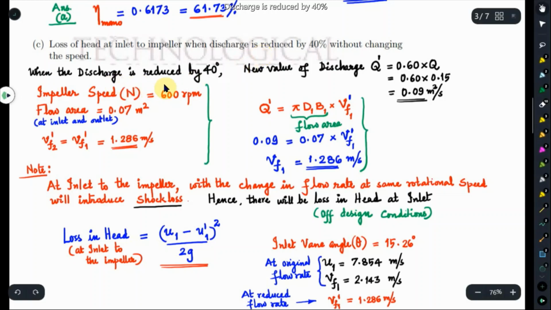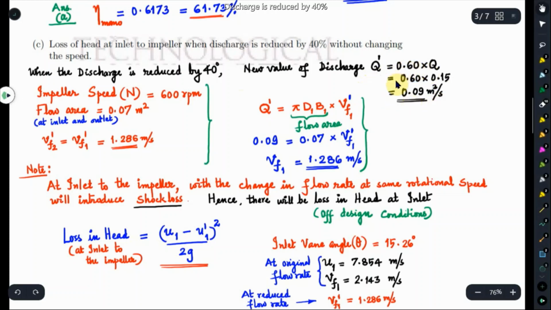So in that case, what will be the consequence? See, when the discharge is reduced by 40%, what is happening? The new discharge now is, 40% is reduced, so what is remaining is 60%. So the earlier discharge or the rated one is 0.15 meter cube per second. Maybe that is the design discharge. Then 60% of that will be the new discharge after the 40% reduction. So 0.6 into 0.15, you will get 0.09 meter cube per second. That is the new discharge.